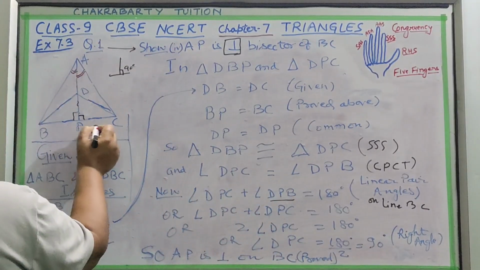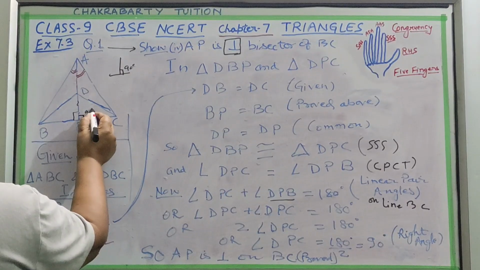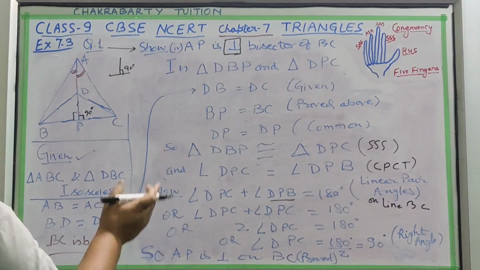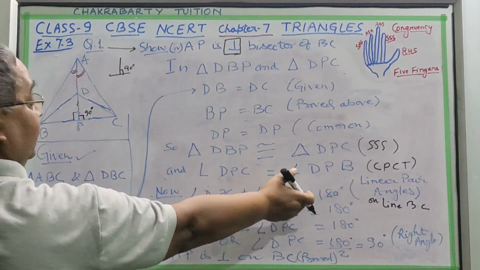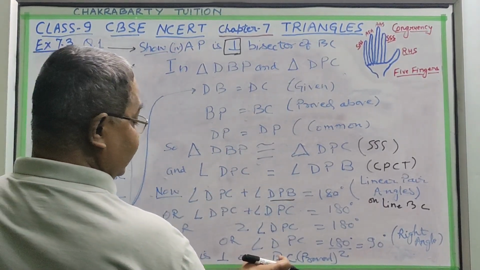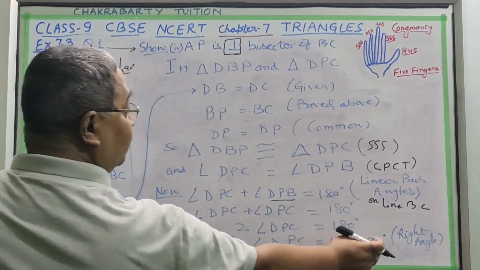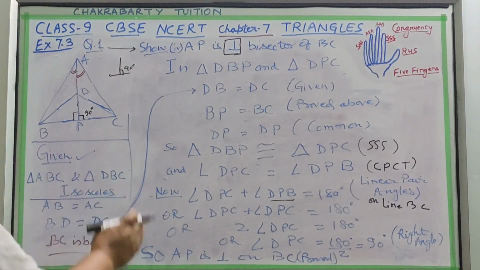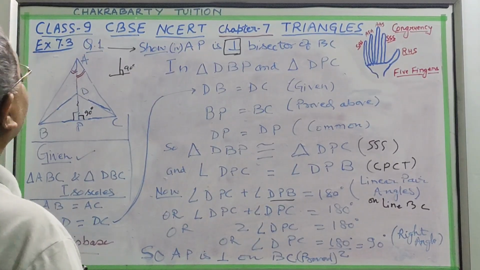Angle DPC will be equal to 90 degrees, that you have proved. If one is 90, the other will also be 90 because both are equal. So AP is perpendicular to BC. It is proved, because 90 degrees you have proved. So AP will be perpendicular to BC. By this, this fourth part is over.